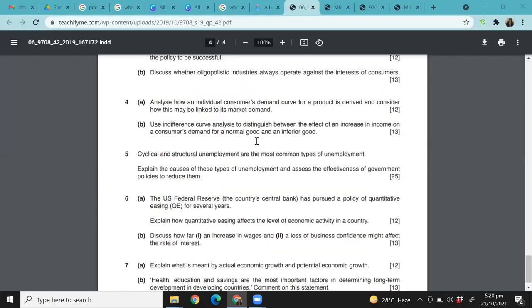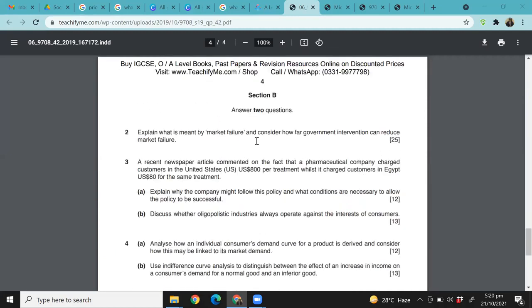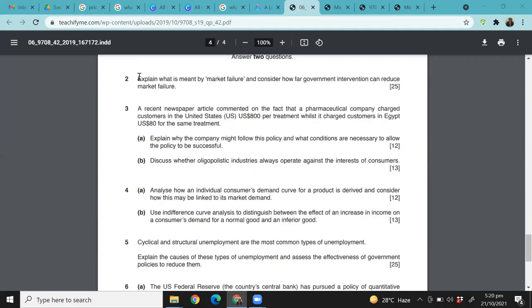So we'll read through all the essay questions in this exam, which is, I think, May/June 2019. And then whichever questions you want me to do, we can do those. Now, question 2, the first essay question, says: explain what is meant by market failure and consider how far government intervention can reduce market failure, right?